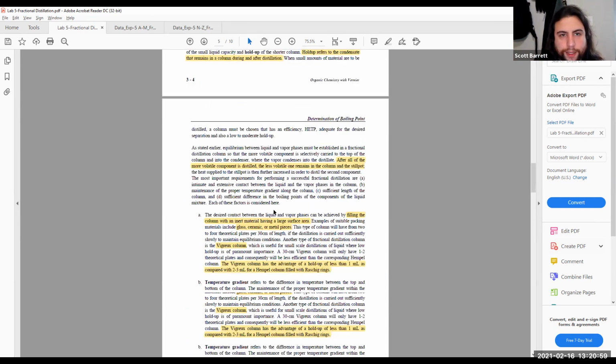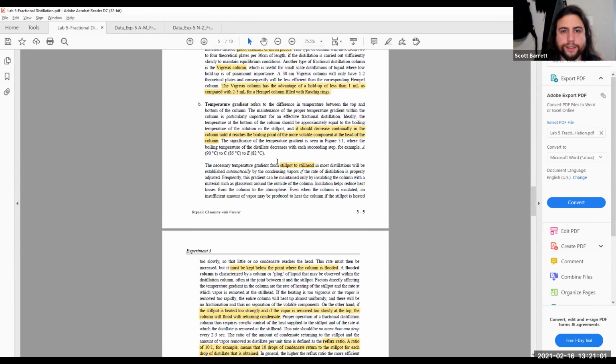So coming back here, the necessary temperature gradient for still pot, still head: still pot at the bottom, still head is at the top, as you can think of like the pot is at the bottom and the head is at the top of a person. So the still head is at the very top where it's condensing. The still pot is the bottom where it's boiling your mixture. Be established automatically by condensing the vapors if the rate of distillation is properly adjusted.